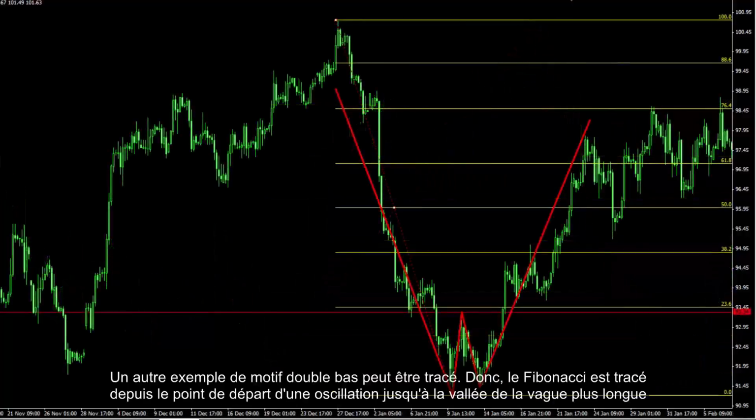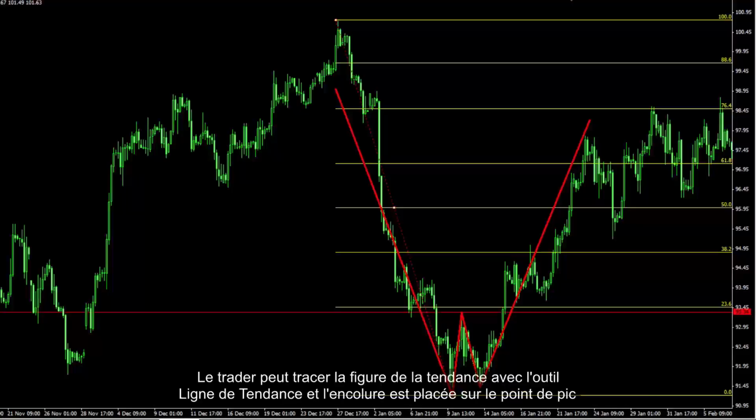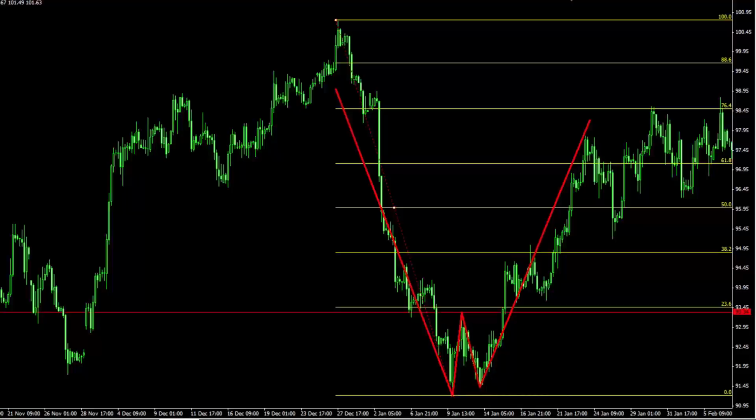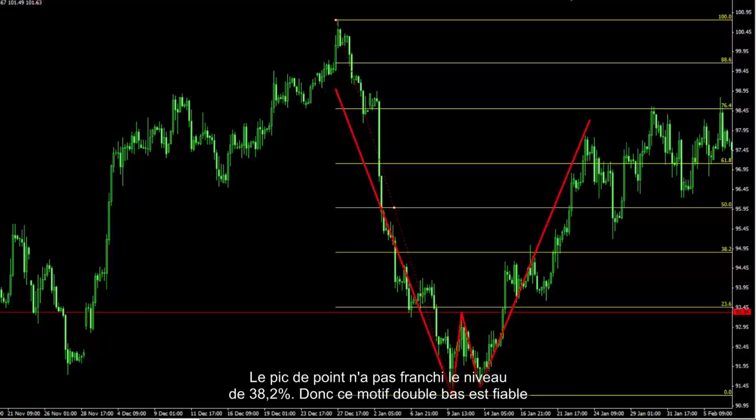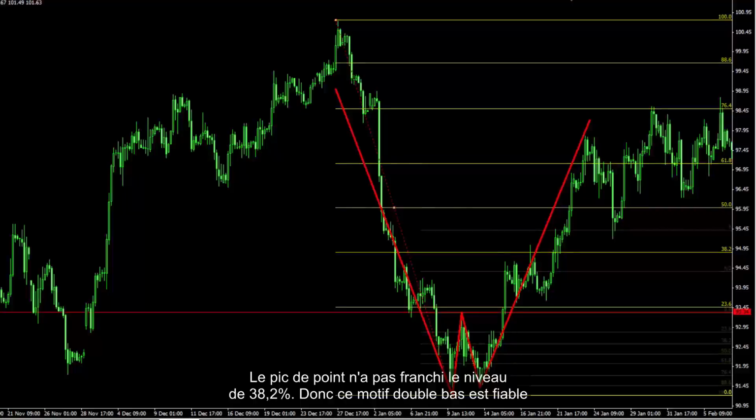Another example for a double bottom pattern can be drawn. So, Fibonacci is drawn from the beginning point of a swing to the valley of a longer wave. A trader can draw the figure of the trend by trend line and neckline being placed on the peak point. Peak point did not cross the 38.2% level. Thus, this double bottom pattern is reliable.